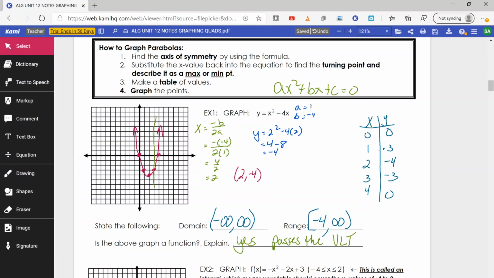So that's what it means to use the axis of symmetry formula to find our turning point, and then you create a chart or a table to figure out other x and y values that would wrap around our turning point.